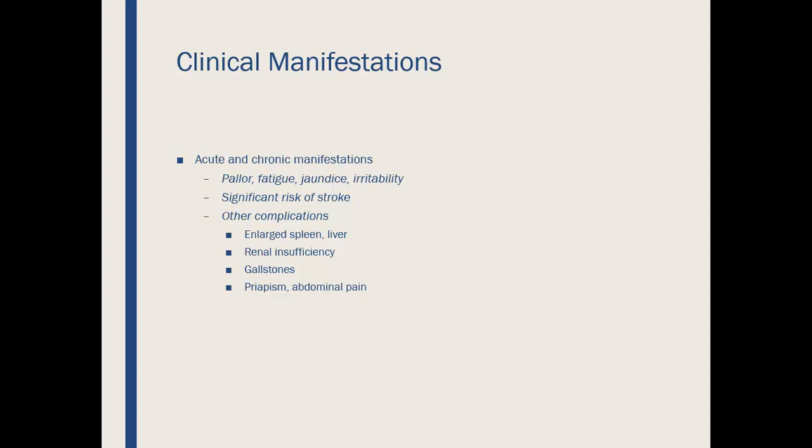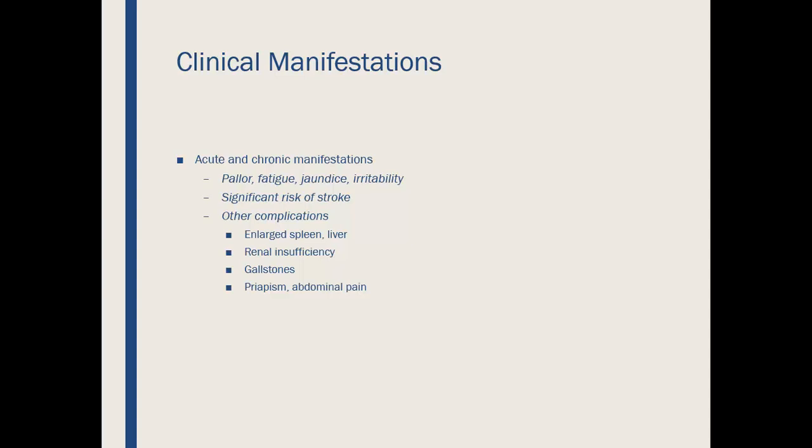Alright, your clinical manifestations. They can have acute and chronic manifestations, and these come from episodes of red blood cell sickling. General symptoms of hemolytic anemia are pallor, fatigue, jaundice, and irritability. People that have sickle cell anemia will have a significant risk of having or developing a stroke.